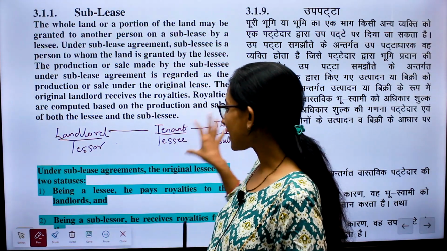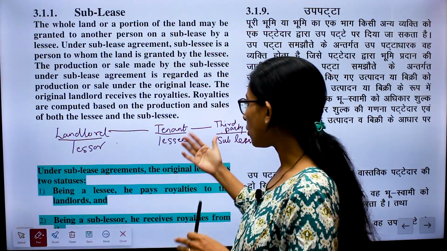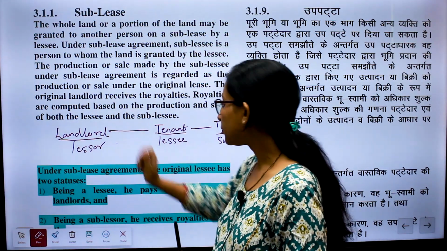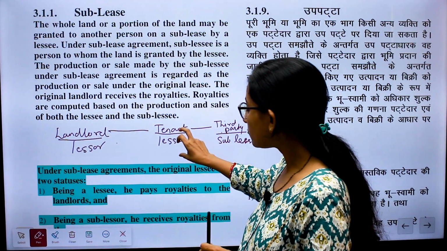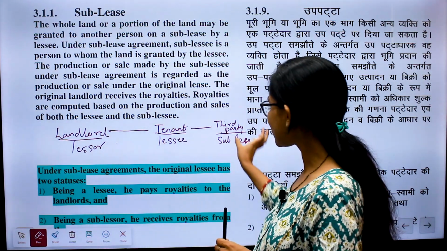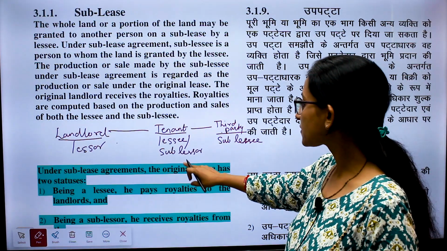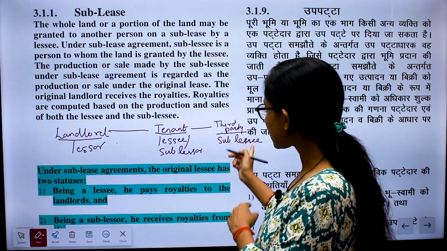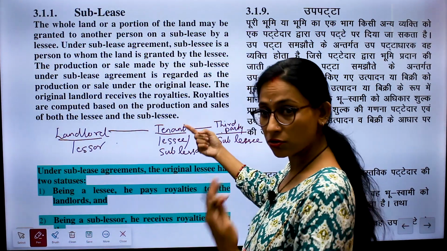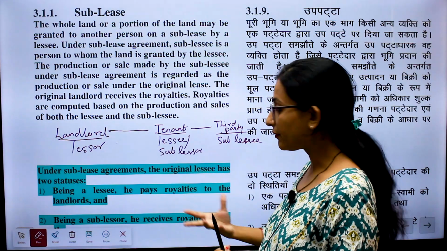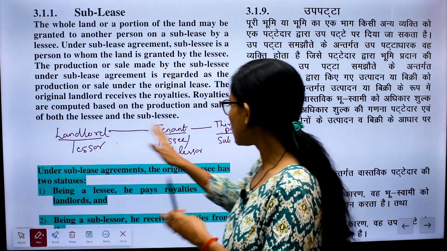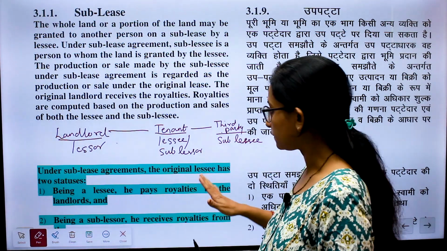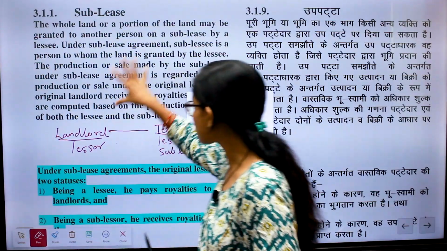Now in the sublease agreement, the original lessee has two roles. Being a lessee, he has to pay royalty to the landlord, and he becomes a sublessor for the sublessee. He receives royalty from the sublessee. So he is a lessee for the landlord and a sublessor for the sublessee. So he has two roles over here. I think you understood the concept of sublease.